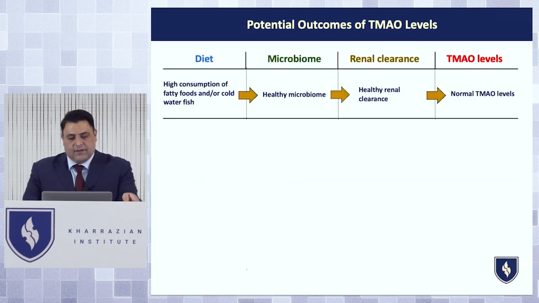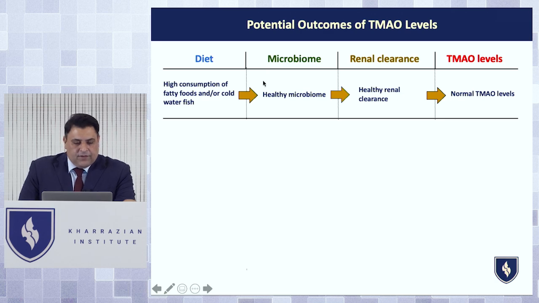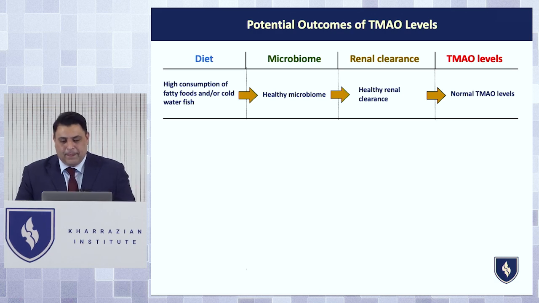Let me give you some outcomes with TMAO. Let's say you have a scenario where a person has high consumption of fatty foods and or cold water fish, so lots of precursors. They have a healthy microbiome. They have healthy renal clearance of TMAO. So despite eating lots of fatty foods and fish, they have normal TMAO levels. And that's the large portion of the population. Not everyone has this TMAO mechanism. But I will tell you, from someone who's been measuring TMAO levels a lot this past year, a lot of people have high TMAO levels. So it's not a rare finding to see it abnormal. And I'm going to show you some case studies of people with high TMAO levels later.